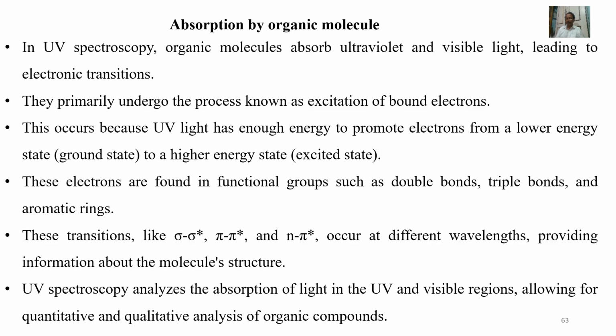In UV-visible spectroscopy, organic molecules absorb UV-visible light because their electrons, primarily in functional groups called chromophores, can be excited to higher energy levels. This absorption is particularly noticeable when molecules contain conjugated pi systems like double bonds, triple bonds, and aromatic rings.